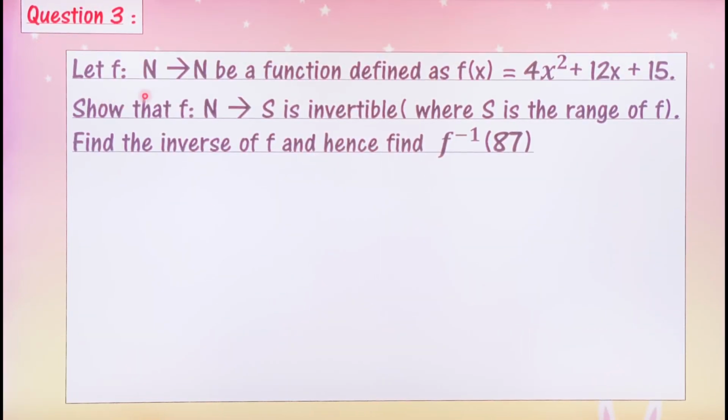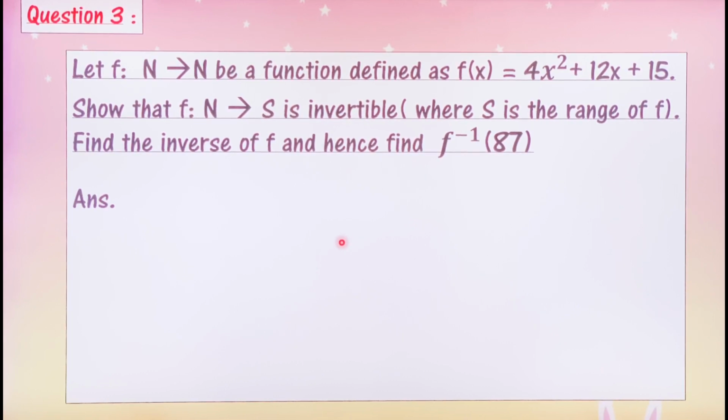Let f from N to N be a function defined as f(x) = 4x² + 12x + 15. Show that f from N to S is invertible, where S is the range of f. Find the inverse of f and hence find f inverse of 87. See the question. Let us try another method to prove f is invertible.